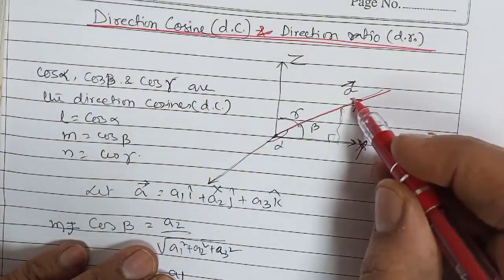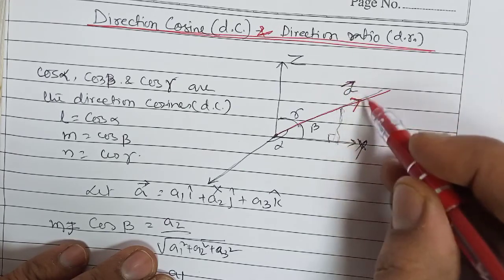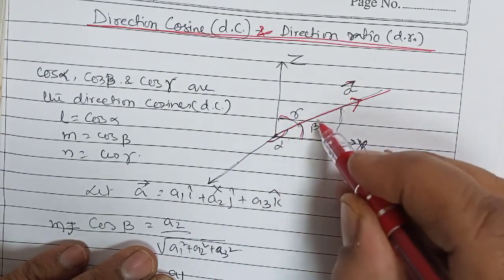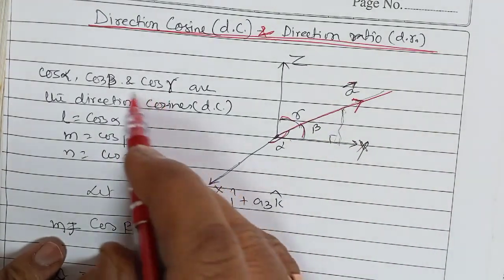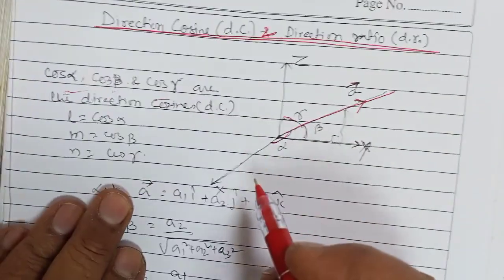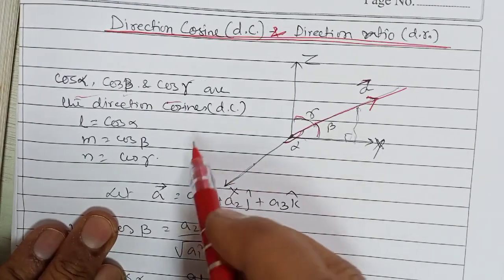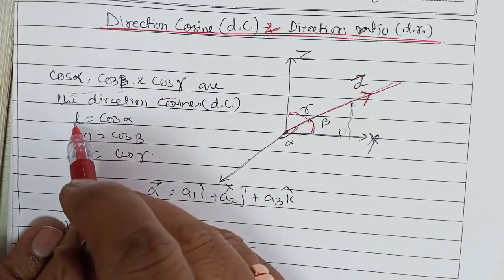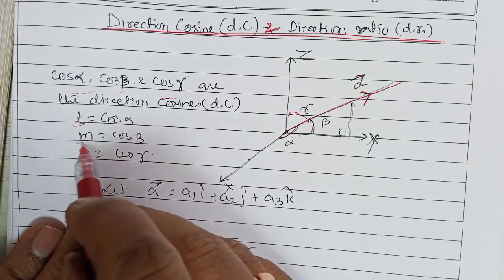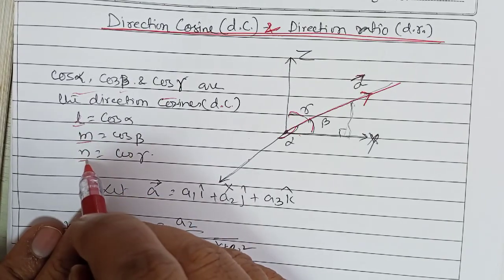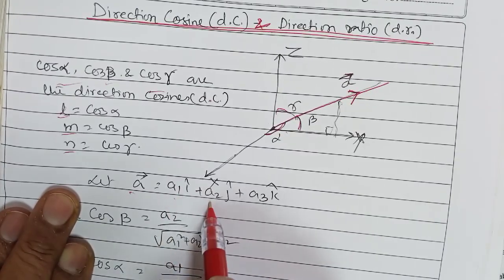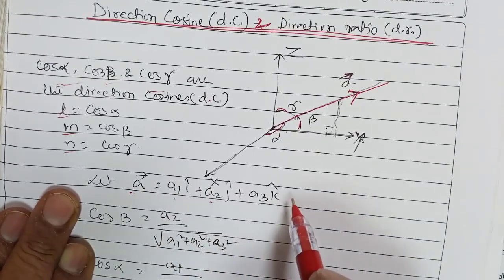If a vector makes angles alpha, beta, gamma with the x-axis, y-axis, z-axis, then cos alpha, cos beta, cos gamma are the direction cosines. In short we write DC, and cos alpha is also represented by L, cos beta by M, cos gamma by N. Now let A be A1 i cap, A2 j cap, A3 k cap.